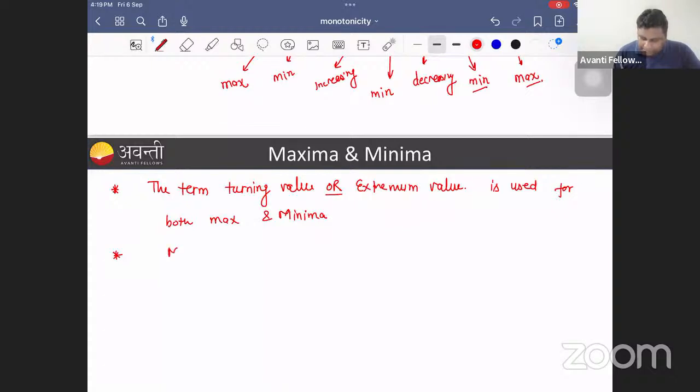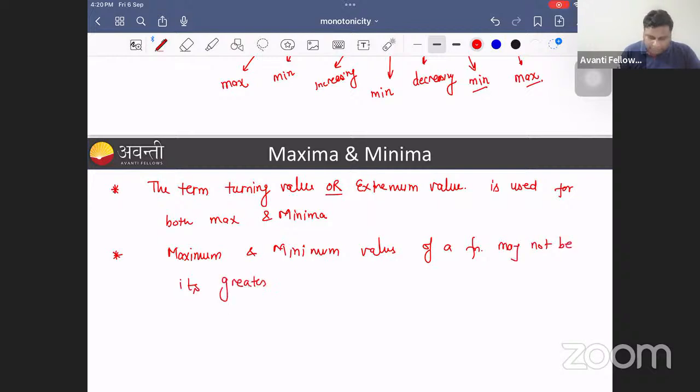Now, maximum and minimum values of a function, maximum and minimum values of a function may not be its greatest or least value.